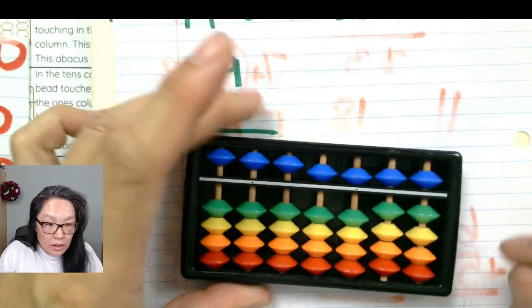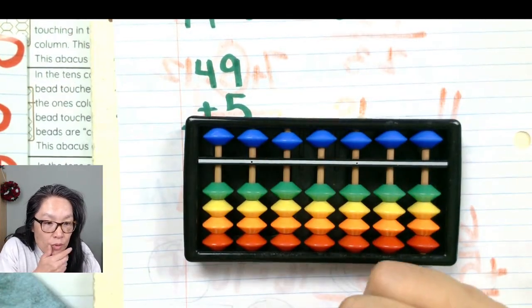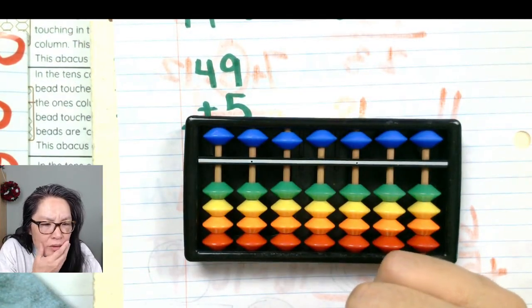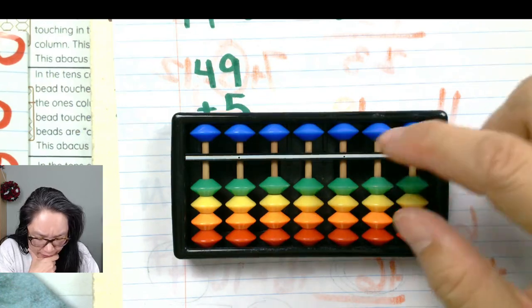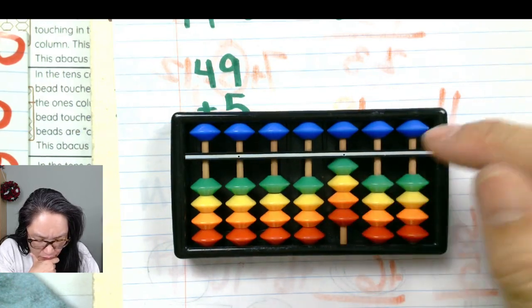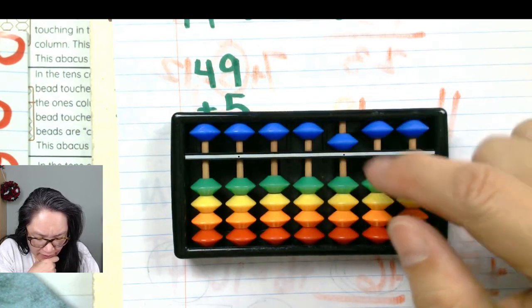All right. So for those people that just came in, let's do a review of how to read the abacus. All the blue beads have a value of 5. So we have 1, 2, 3, 4. And then we have 5. This is the value of 5.